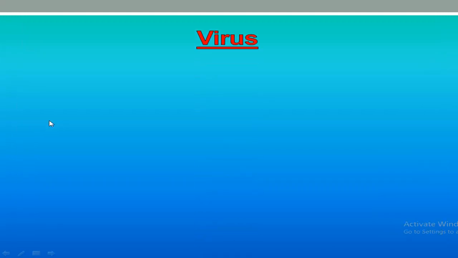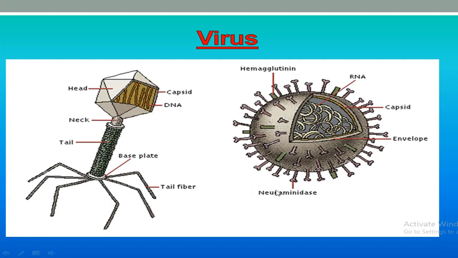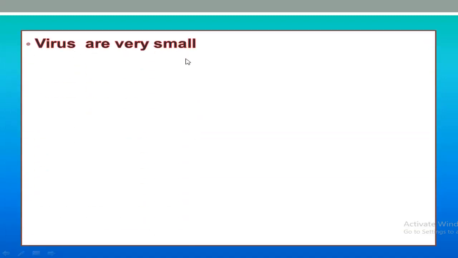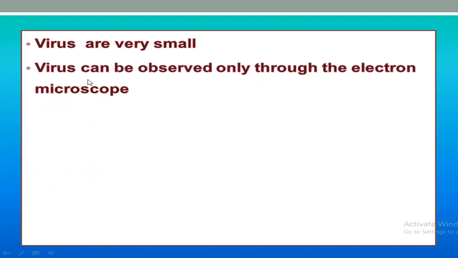Then we will go to our next topic, which is virus. Those are some features relevant to the virus. Viruses are very small, and they cannot be observed through the light microscope. An electron microscope is important. Virus can be observed only through the electron microscope.